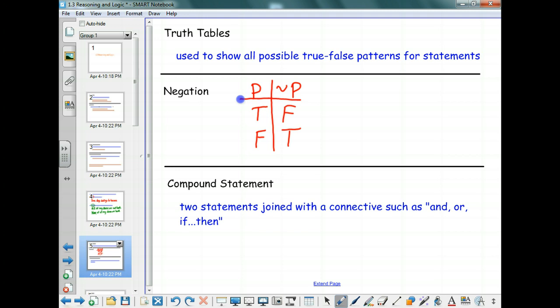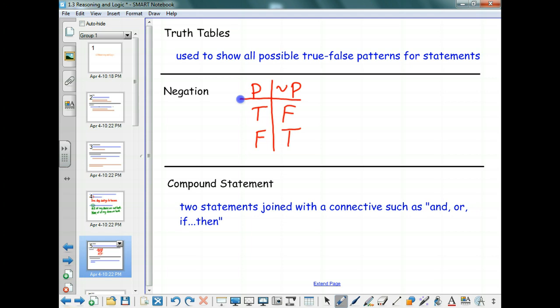But we can also join statements together. And when we join statements together, that's called a compound statement. All right, so I ate cereal for breakfast and I drove to school. They may or may not have a relationship to one another. Those two wouldn't necessarily, but they could. I ate cereal for breakfast and I drank milk for breakfast. They both had to do with breakfast in that case.